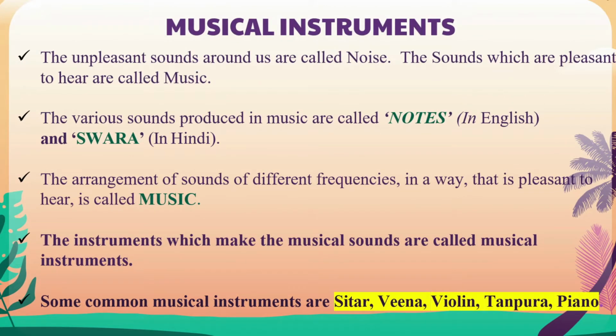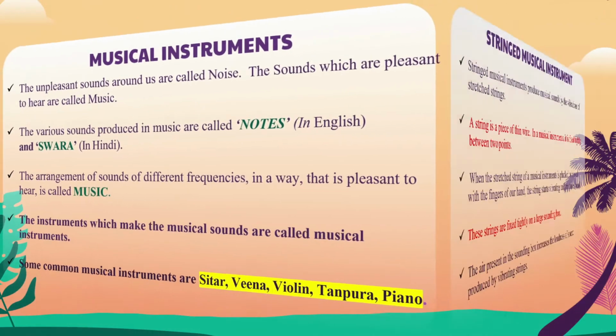What do you mean by musical instruments? In the previous class we learned about music and noise. So we know that the unpleasant sounds around us are called noise. The sounds which are pleasant to hear are called music. The various sounds produced in music are called notes in English and swara in Hindi. The arrangement of sounds of different frequencies in a way that is pleasant to hear is called music. The instruments which make the music sounds are called musical instruments. Some common examples of musical instruments are sitar, veena, violin, tampura and piano.